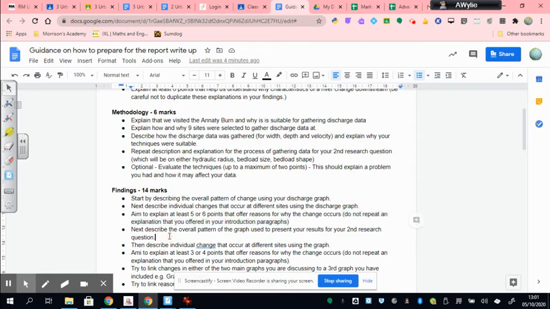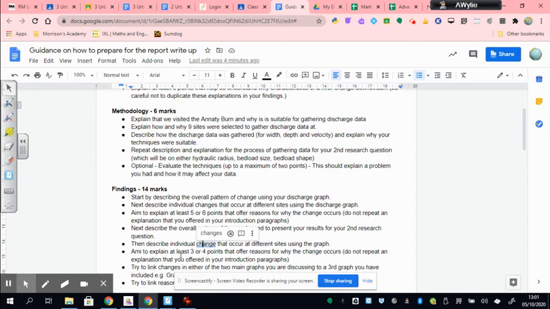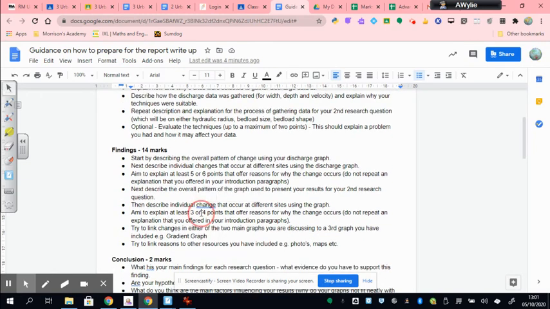You want to then do exactly the same for your second graph. Now, this would be the hydraulic radius graph, or the bed load size graph, or the bed load shape graph. So you're going to describe the overall pattern, and you're then going to describe any individual changes that you spot that are significant. And then, just like you did, you're going to then try to explain at least 3 or 4 points, there we are, for why those changes in your own research question, why did they happen? Likewise, just as with the first research question on discharge, you don't want to repeat any points that you made in your introduction.